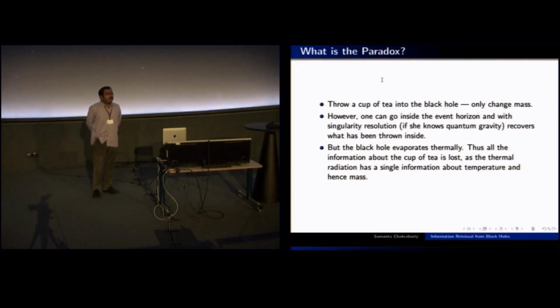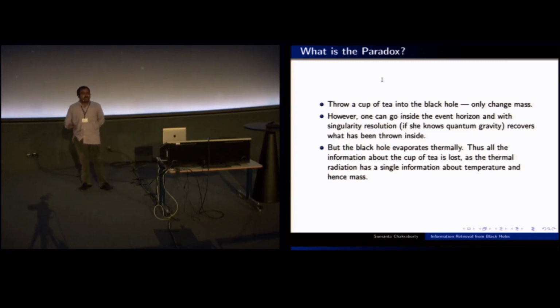But now suppose I go inside the event horizon and suppose I know quantum gravity, then I could essentially resolve the singularity and recover what I have thrown inside. But the problem is the black hole radiates, and it radiates thermally. So after some time, maybe a long time, the black hole would not remain there, and therefore what you will have is only a single piece of information, that's the temperature of the black hole.